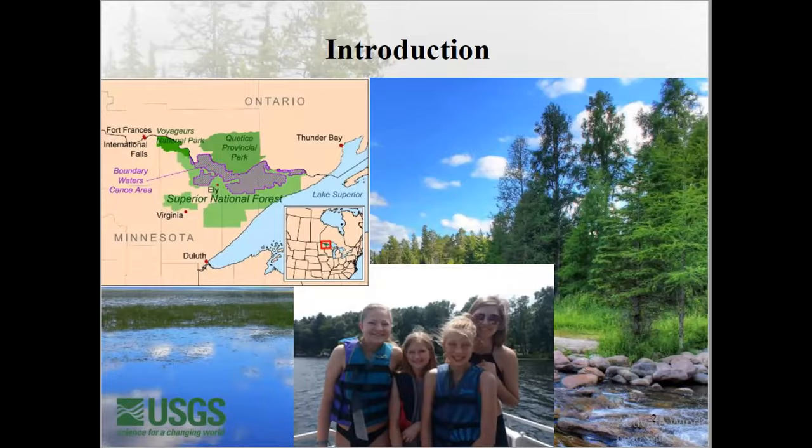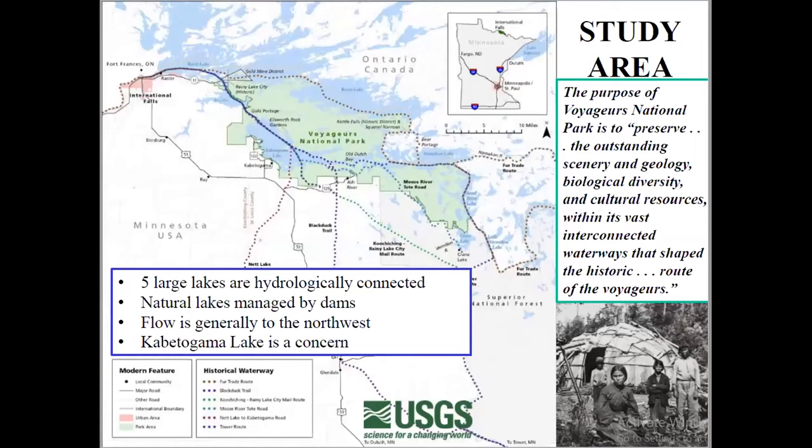Can you go to the next slide, please? And this is a close-up of the park, and I'll just read what the park was founded in the early 1970s, and the enacting legislation states that the park was established to preserve the outstanding scenery and geology, biological diversity, and cultural resources within its vast interconnected waterways that shaped the historic route of the voyageurs. And voyageurs are French-Canadian fur traders who traded European goods with the Anishinaabe and the Ojibwe Indians of the area. And you can see their trade routes that are highlighted in the dotted lines throughout the presentation there.